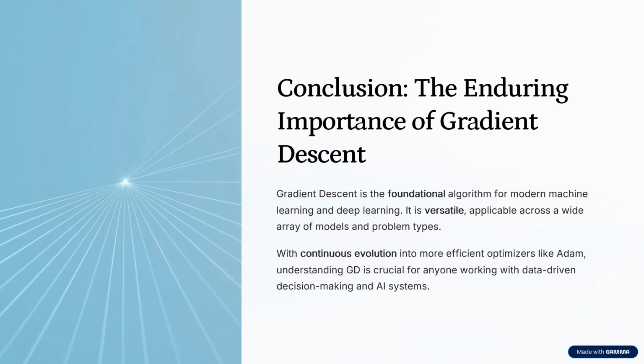Conclusion: the enduring importance of gradient descent. Gradient descent is the foundational algorithm for modern machine learning and deep learning. It is versatile, applicable across a wide array of models and problem types. With continuous evolution into more efficient optimizers like Adam, understanding gradient descent is crucial for anyone working with data driven decision making and AI systems.